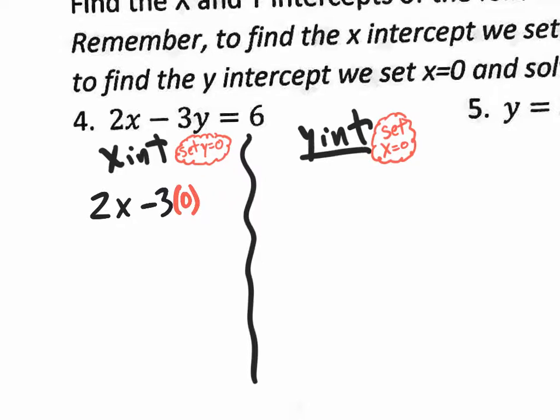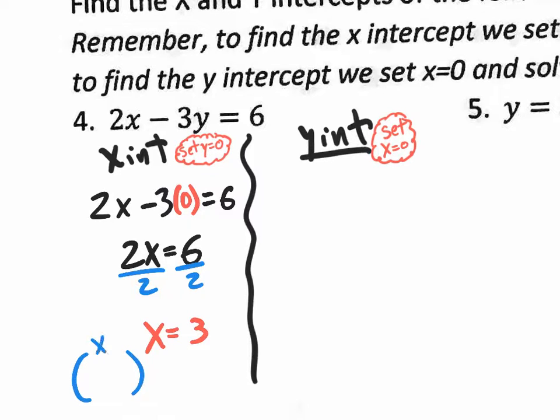You divide by 2 on both sides to get x by itself, and you get the answer x equals 3. That is your x-intercept. Now, if you want it as an actual coordinate, as an x and y value, well, you just found the x value being 3. And what was your y value? Remember, you started this problem by setting y equal to 0. So the y value would be 0. Okay, so this is your actual coordinate for the x-intercept of equation number 4.